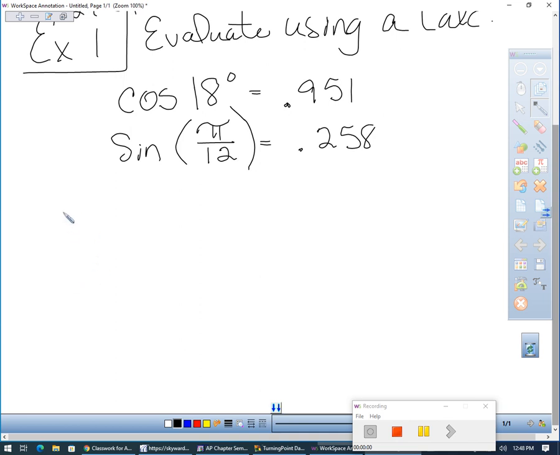If I wanted you to find the secant of 20 degrees, first of all, secant is the opposite of cosine. So what you're really going to put into your calculator after you make sure you're in degrees is 1 over the cosine of 20 degrees.